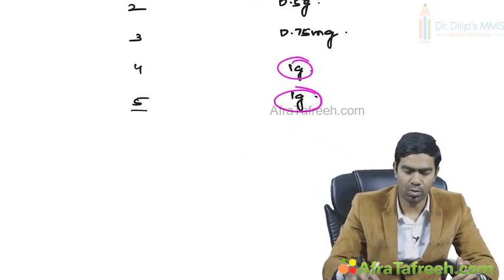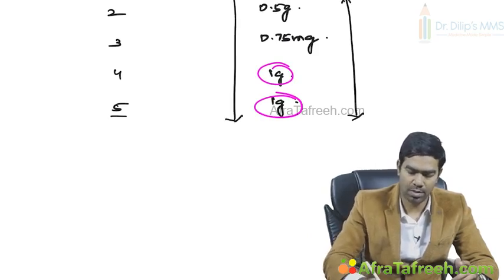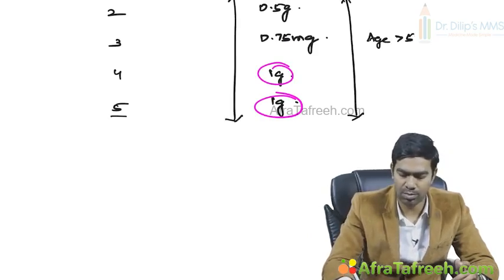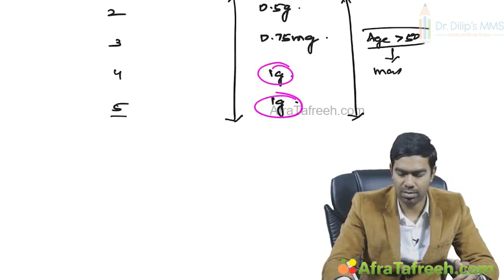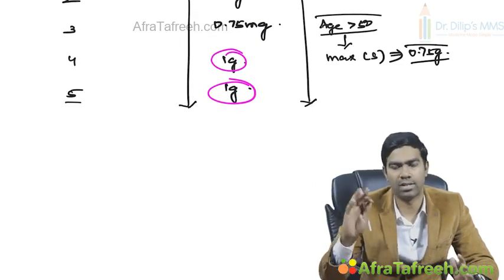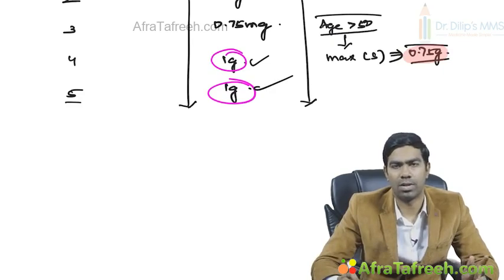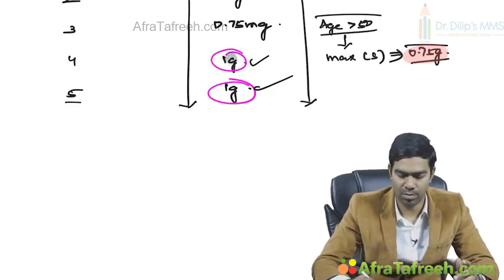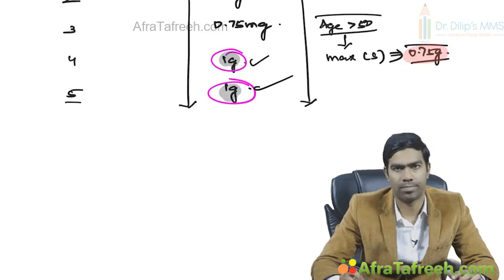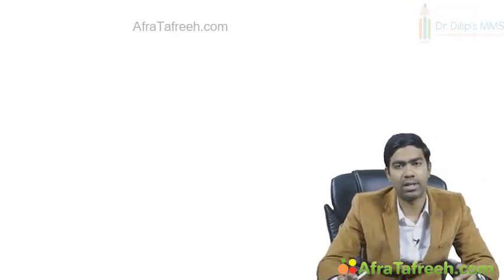The only exception to this rule is if the patient is more than 50 years of age. The only exception for this streptomycin rule is that if the patient is older than 50, then the maximum streptomycin dose you can use is 0.75 gram, irrespective of the weight. Whatever the weight is, it doesn't matter, the maximum streptomycin dose will be 0.75 gram only in patients older than 50, compared to other patients younger than 50, where the maximum dose of streptomycin will be 1 gram per day. So this is the only exception. Age more than 50, the maximum dose you can use is only 0.75 gram per day.